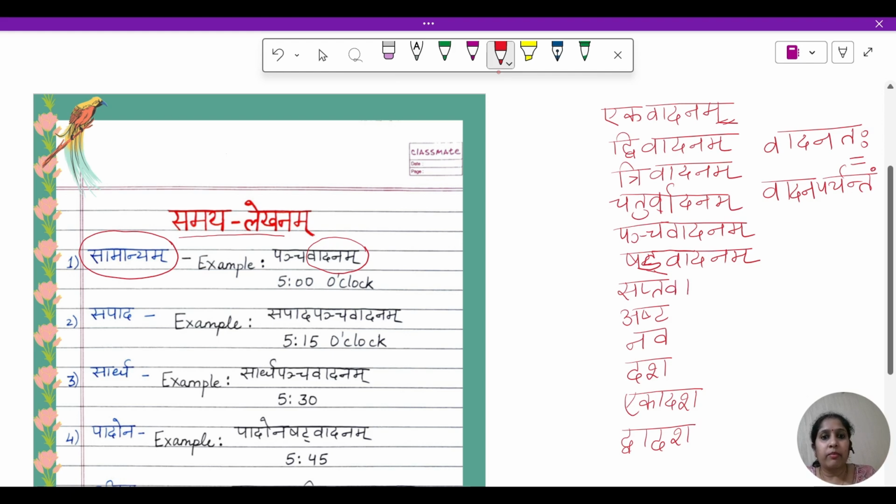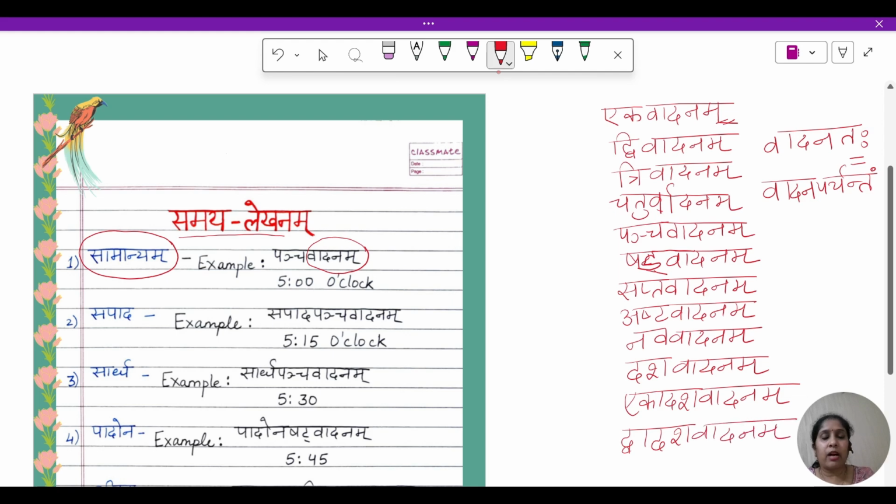Right? Then Saptavadanam, Ashtavadanam, Navvadanam, Dashvadanam, Ekadashvadanam, and Dwadash Vadanam. So I'm hoping this was clear, right? How to say 1 o'clock, 2 o'clock, 3 o'clock, right? That was okay. Now the second thing we are going to do is Sapad.